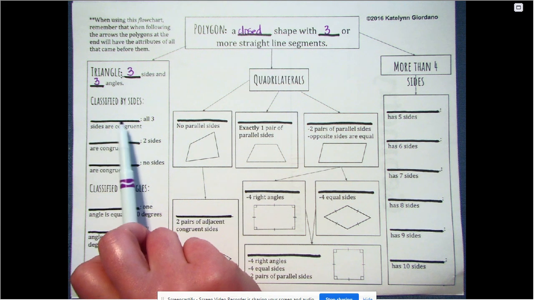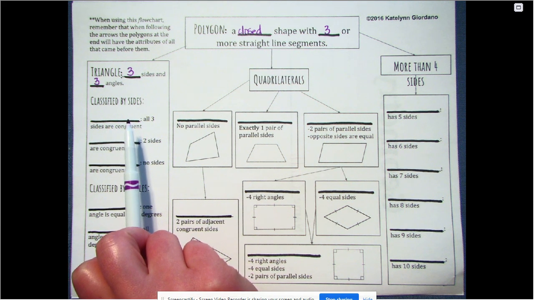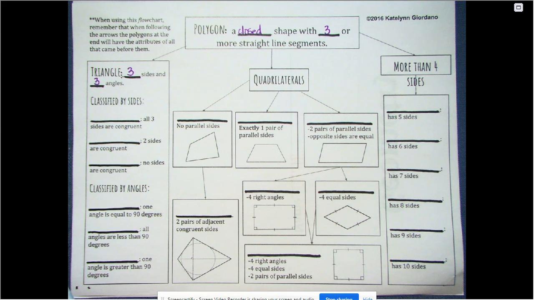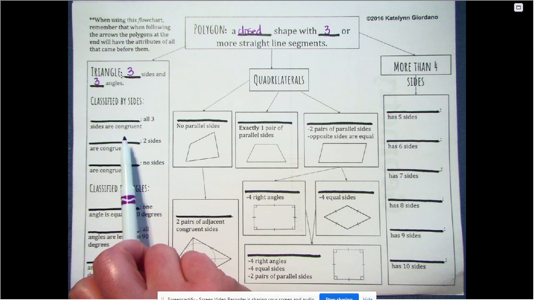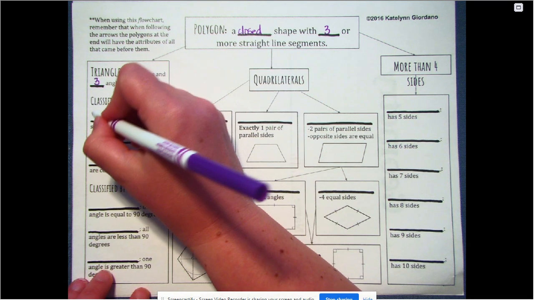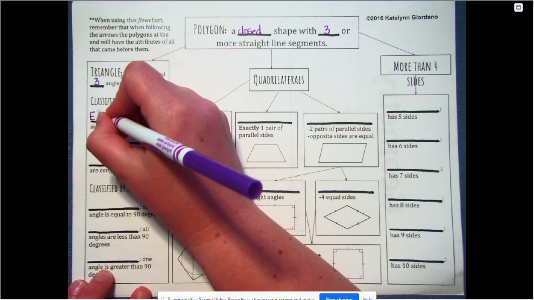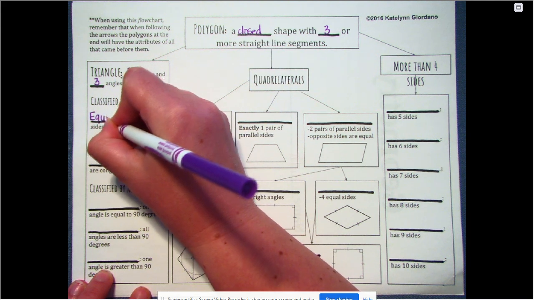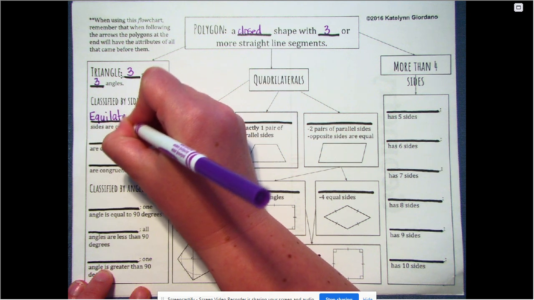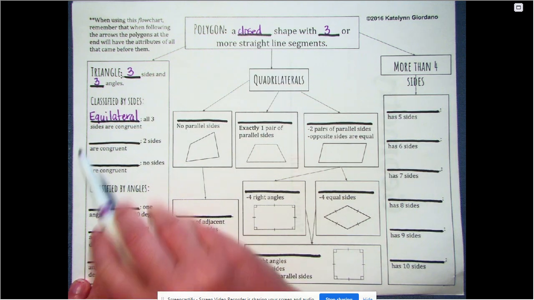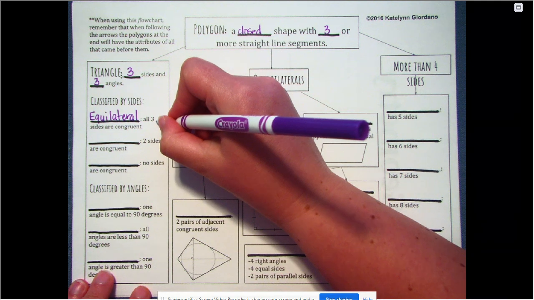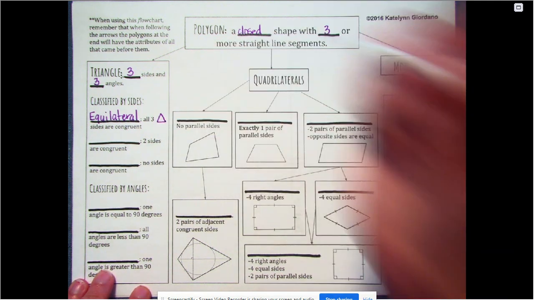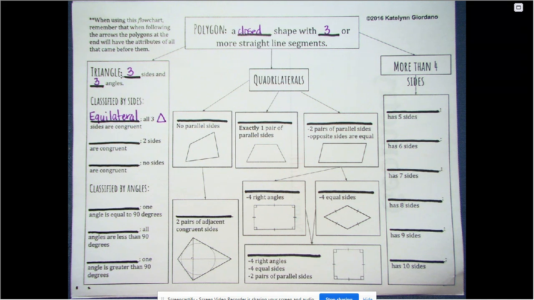So if we're classifying a triangle by sides, there are 3 different types of triangles that we could be talking about. A type of triangle that has all 3 sides congruent is going to be called an equilateral triangle. You might remember that because equi kind of sounds like equal, so it has all 3 equal sides. So we're going to just draw a little example. And that's pretty close to an equilateral triangle.